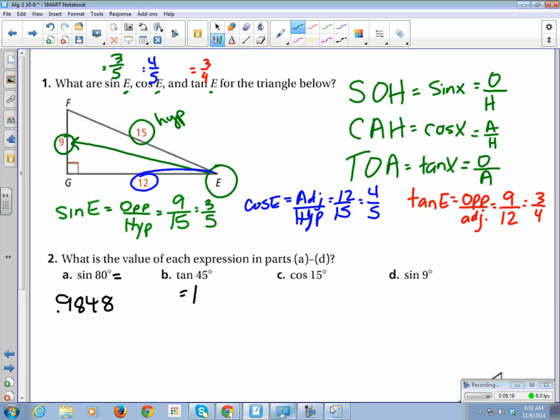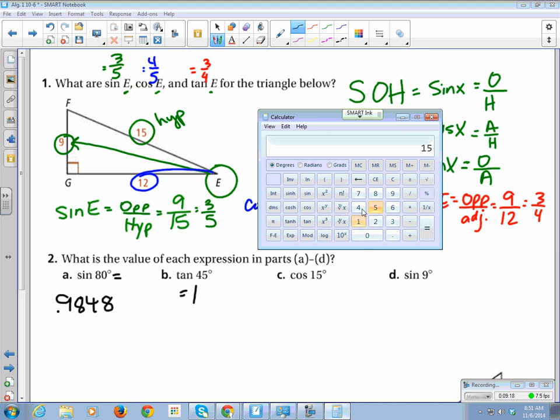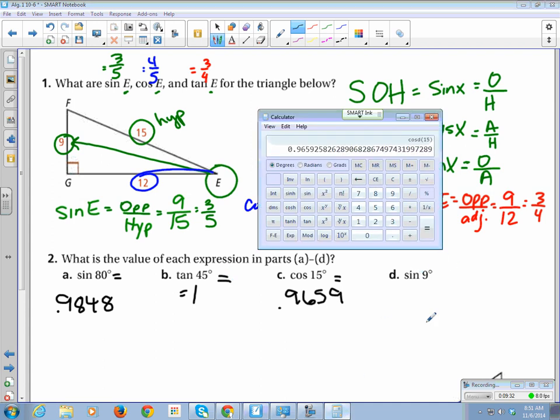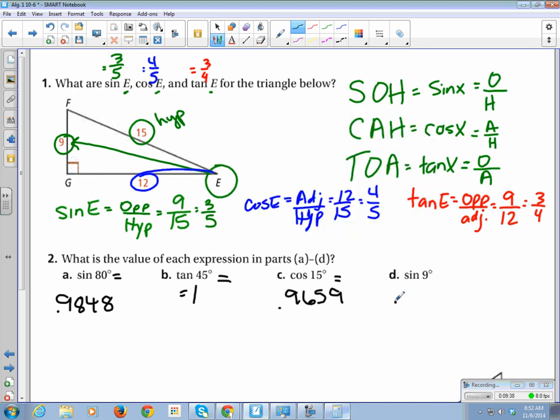And then we do the same thing with cosine. 0.9659. So these are just ratios. And then the sine of 9, 0.1564.